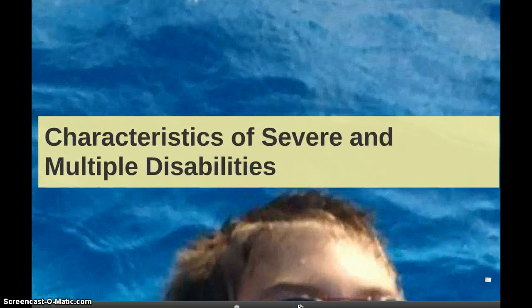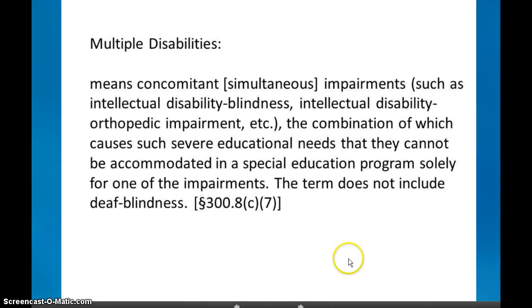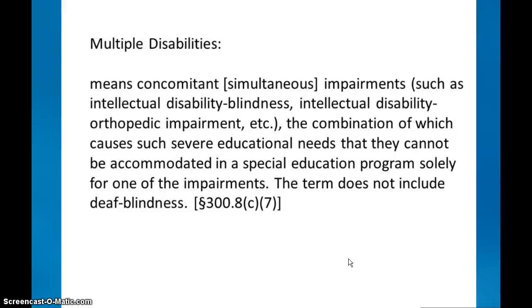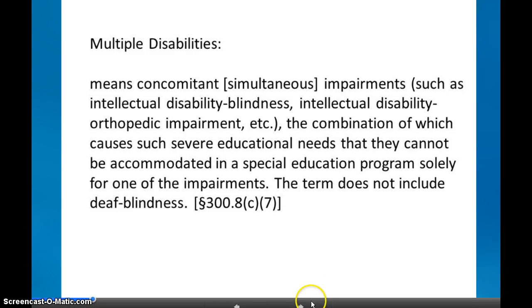We're going to start with the definition from the Mississippi Department of Education of multiple disabilities. So multiple disabilities are concomitant, which means simultaneous impairments such as intellectual disability plus blindness or intellectual disability plus orthopedic impairment, the combination of which causes such severe educational needs that they cannot be accommodated in a special ed program solely for one of the other impairments. And it doesn't include deaf blindness, and we'll talk about that in just a few minutes.